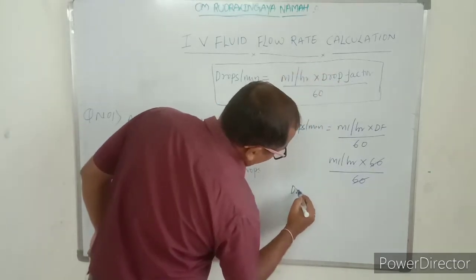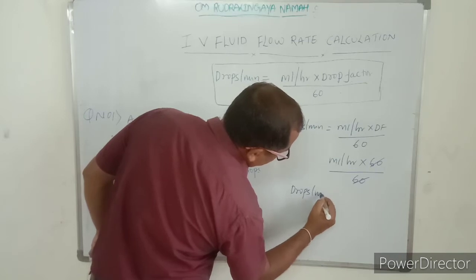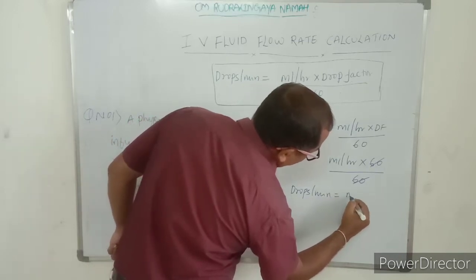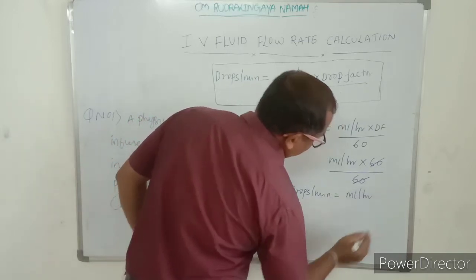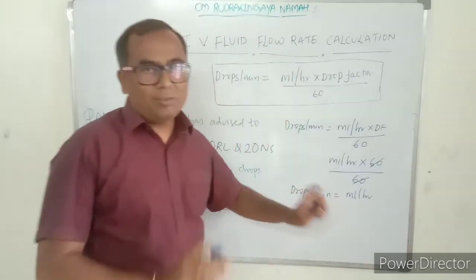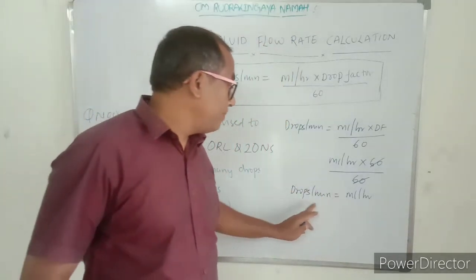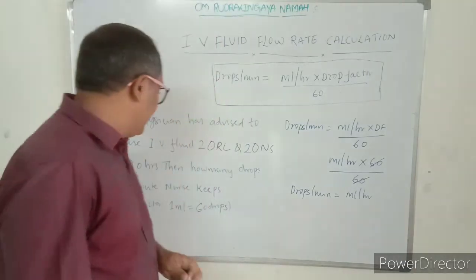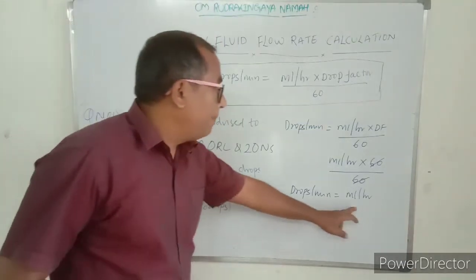So here drops per minute is equal to ml per hour. Means if you calculate the ml per hour, that is only the drops per minute. Okay, because drops per minute is equal to ml per hour. So here we have to calculate the ml per hour.